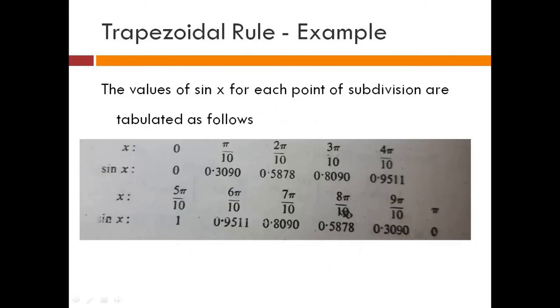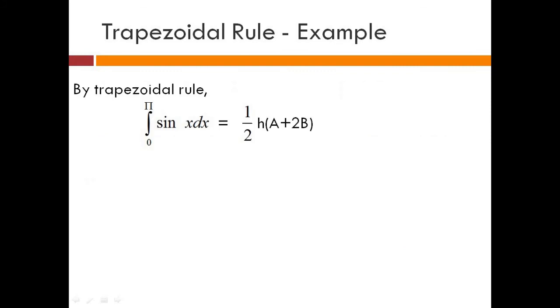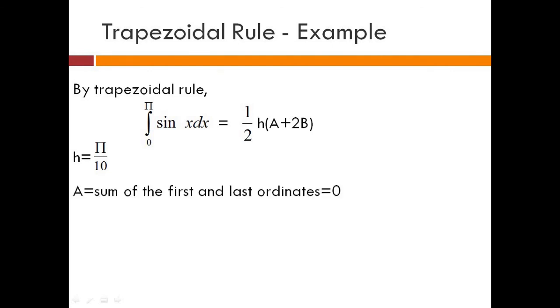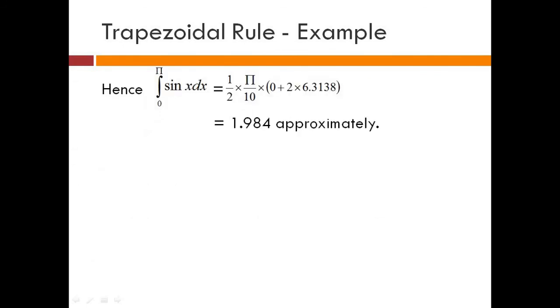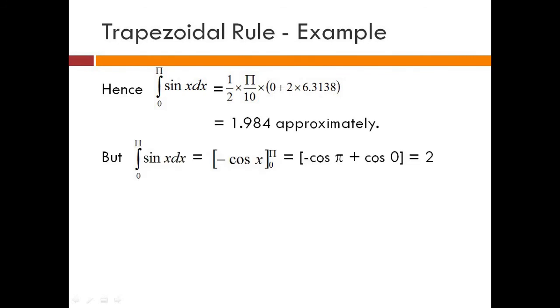Now the values of sin x for each point of subdivision have to be found. Here the values are tabulated as follows. Okay, now by the trapezoidal rule we have this formula, and we note that h is pi by 10, a, the sum of the first and last ordinates, is 0, then b, the sum of the remaining ordinates, is 6.3138. So substituting the known values in the formula, we get that the integral value is 1.984 approximately. But the actual value of this integral is found to be 2.